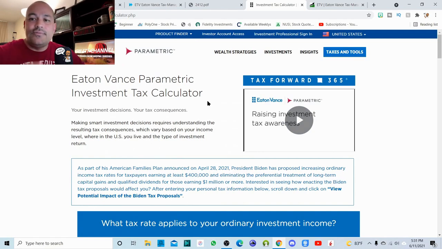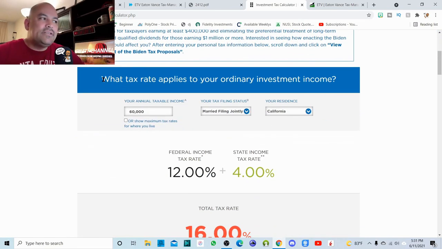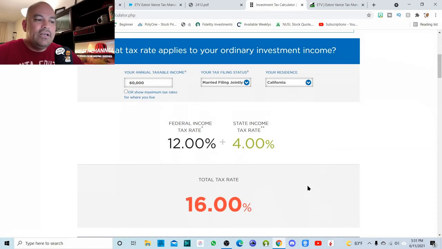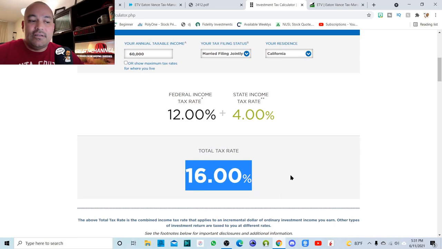This is an Eaton Vance website as well. It's the Parametric investment tax calculator. You can use this. It's kind of basic, but it tells you what tax rate applies to your ordinary investment income. You can punch in your numbers. I put in 60,000, married filing jointly, in California, and I get a total tax rate of 16%.